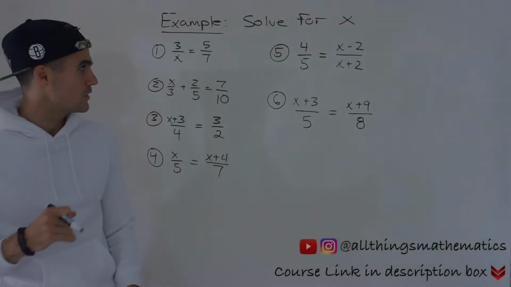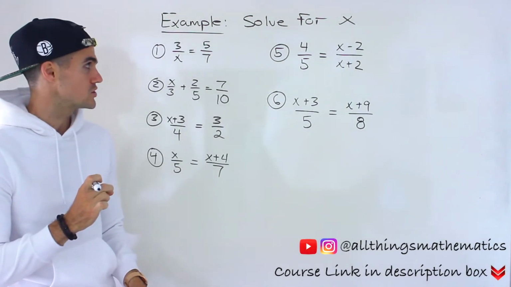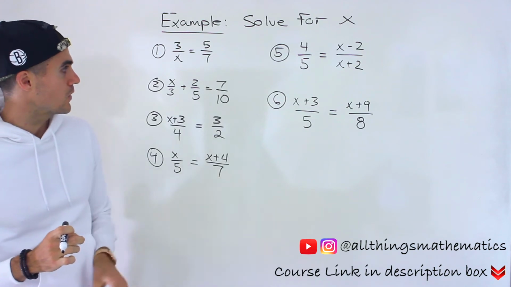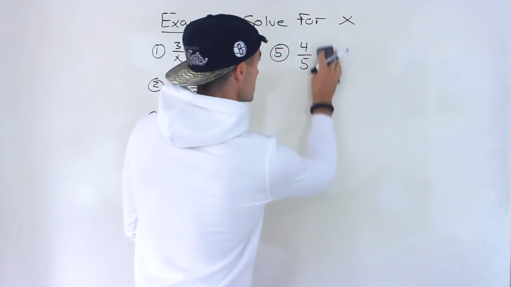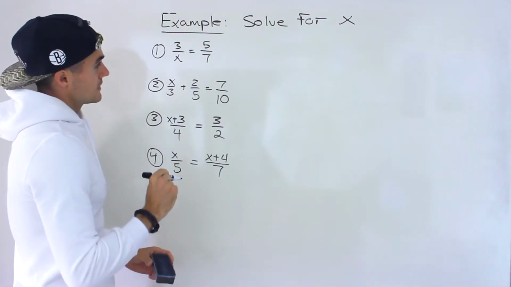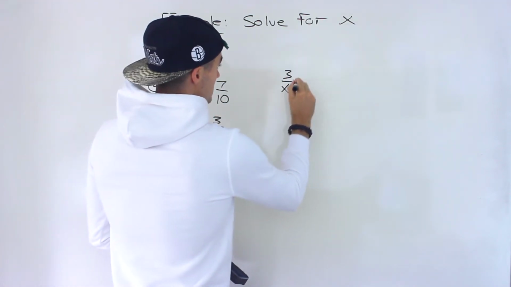And in this next video, what we're gonna do is get a little practice in dealing with cross multiplication. So what we gotta do is solve for x in these 6 equations here. So starting with number 1, I'm gonna erase these here, I'll bring them back later. We got 3 over x equals 5 over 7.